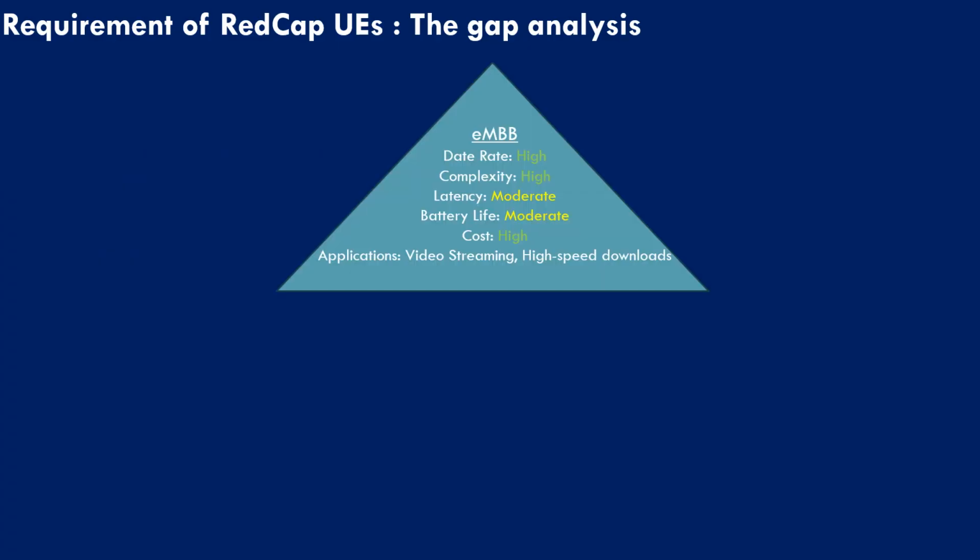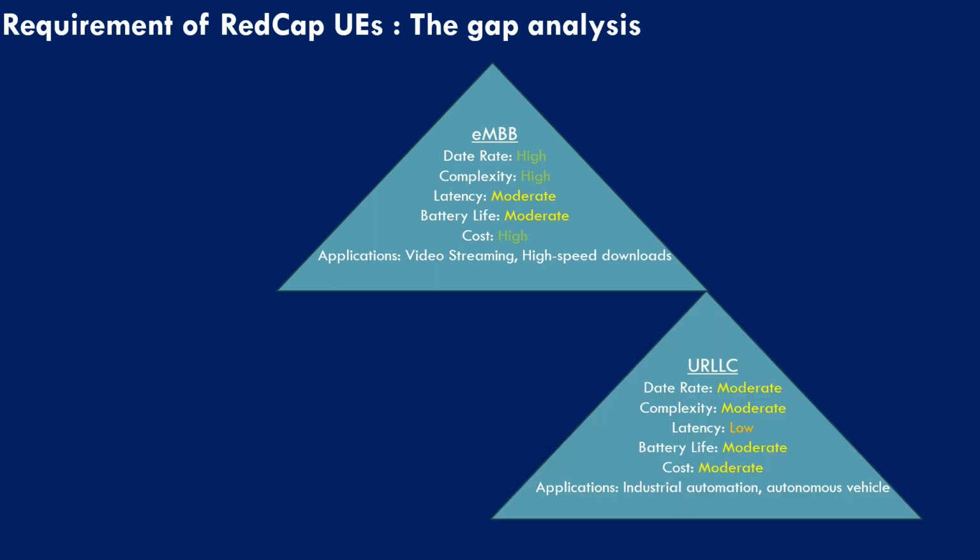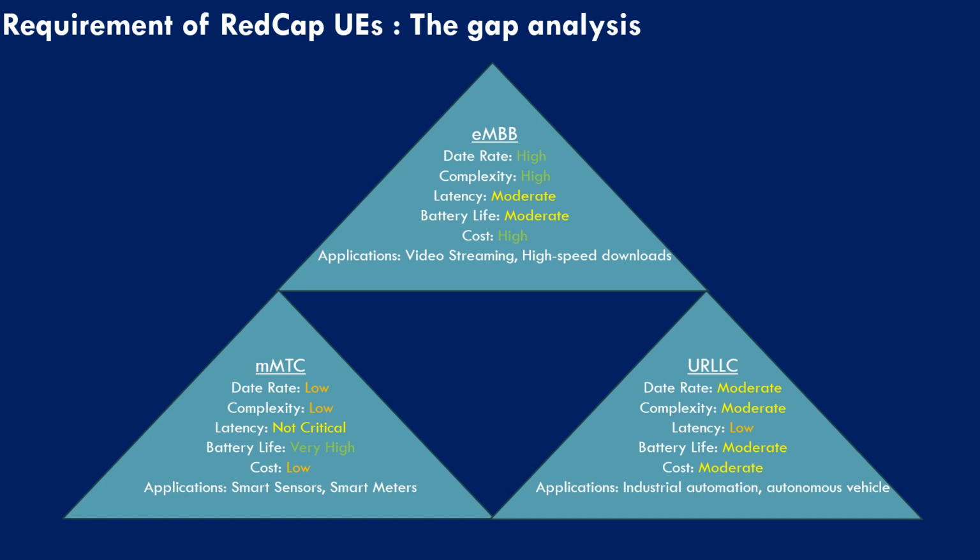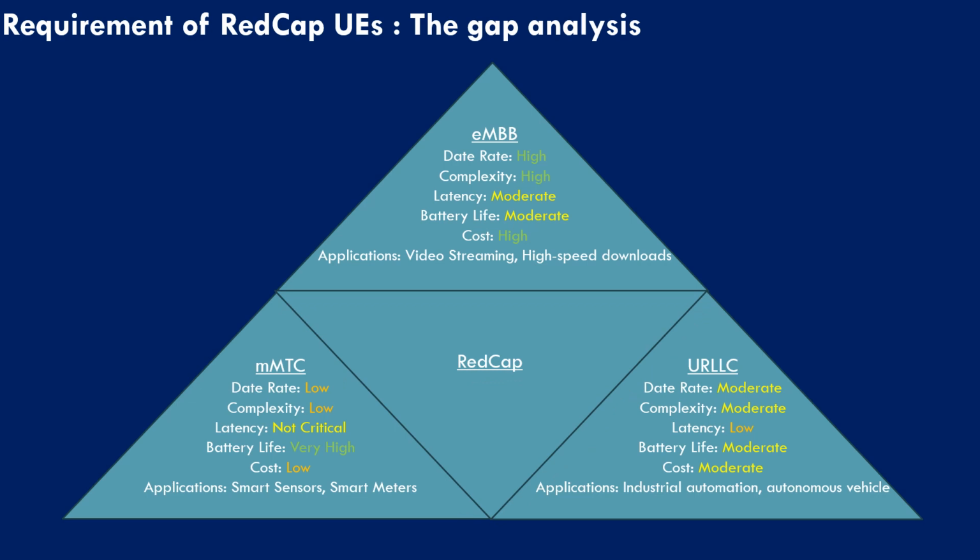5G offers enhanced mobile broadband for high-speed data experience and ultra-reliable low-latency communication for critical applications. These two applications require power-hungry and complex devices. However, there is also the application of massive machine type communication for connecting a multitude of low power devices. There is a gap between the complex power hungry eMBB devices and the simpler lower capability mMTC devices. To fill up this gap, 3GPP has specified RedCap UEs.